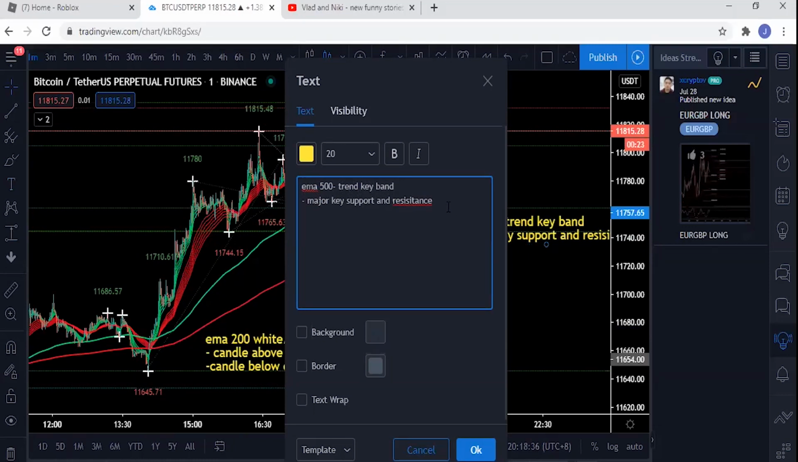Like our EMA 200, a candle above EMA 500 indicates a bullish bias.